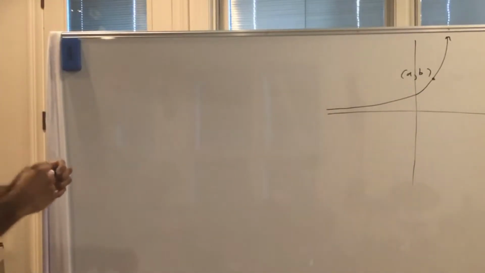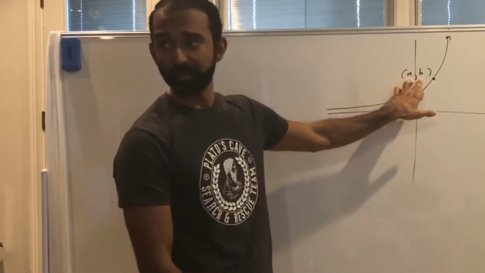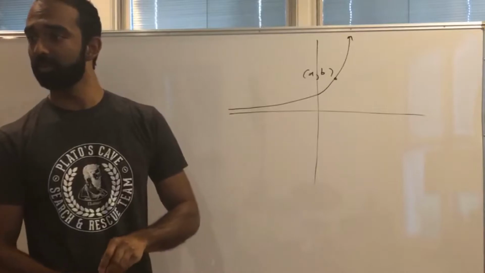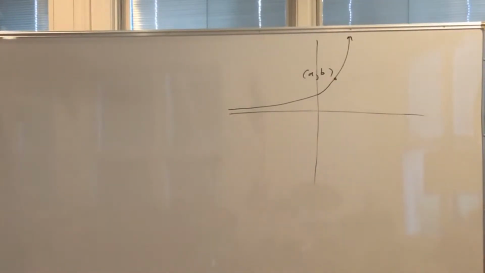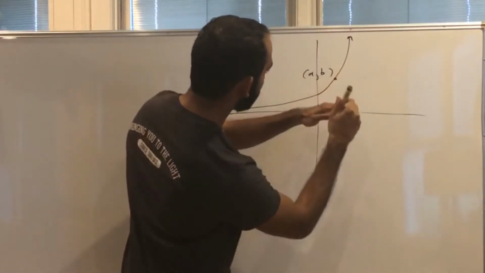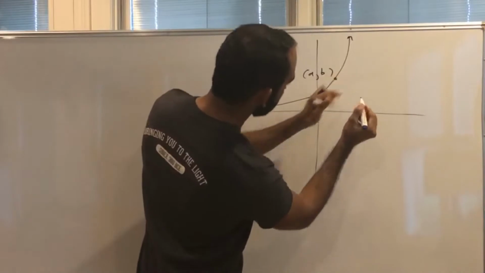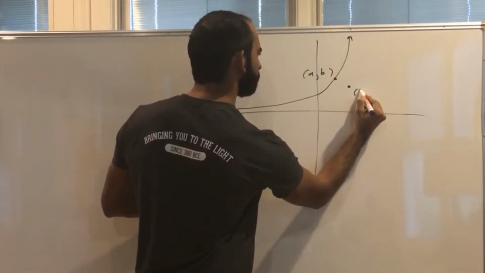Now, if I were to take (a, b) and invert it, where does this point get mapped to? Where does it get sent to, so to speak? It'll be sent to the point (b, a). Let's do this in blue. (b, a).